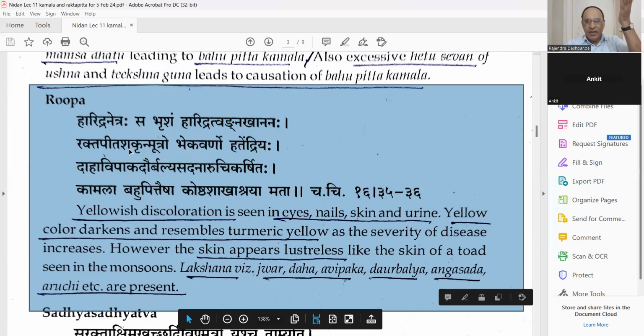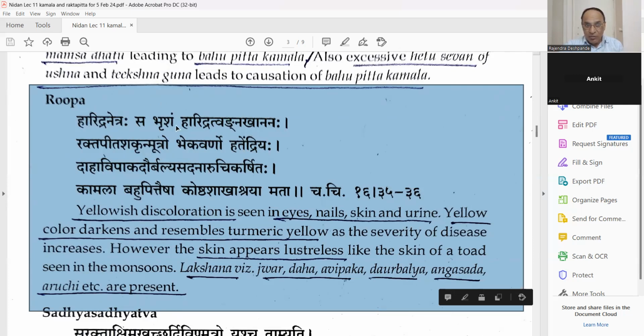Haridra, the same yellow color. But here you understand this word, please write down this word: Bhusham, very much dark color, yellow color. Very dark, more dark than ruddha pitta kamala. More dark, bilirubin level is more high, because hemolytic bilirubin will form.